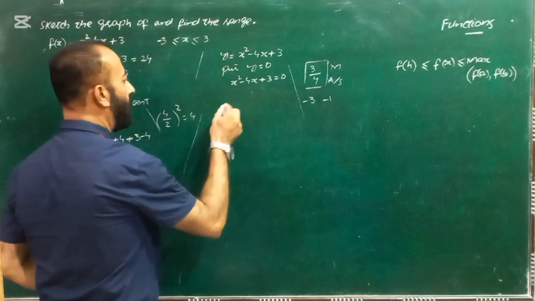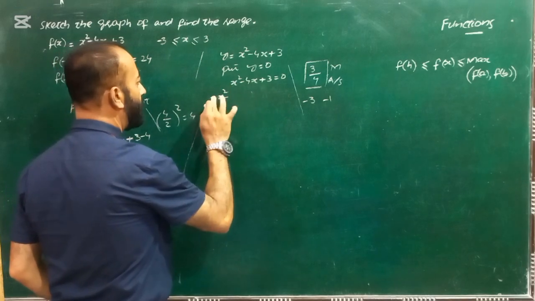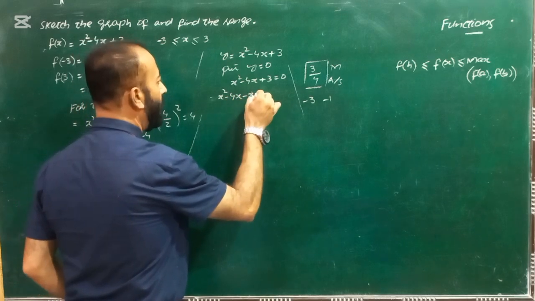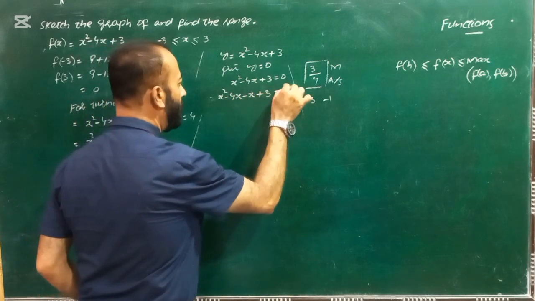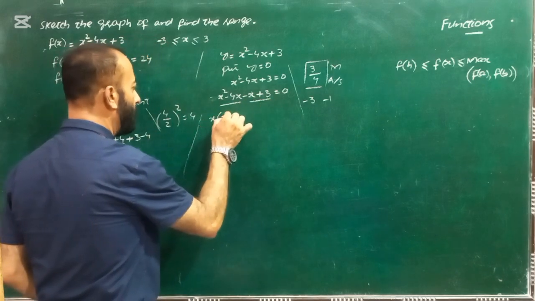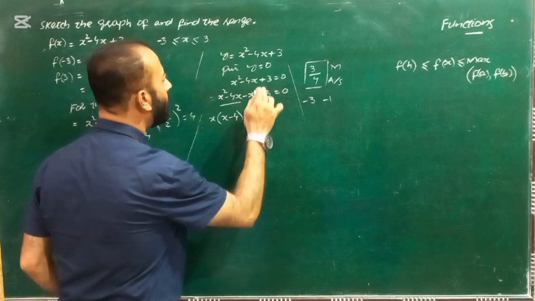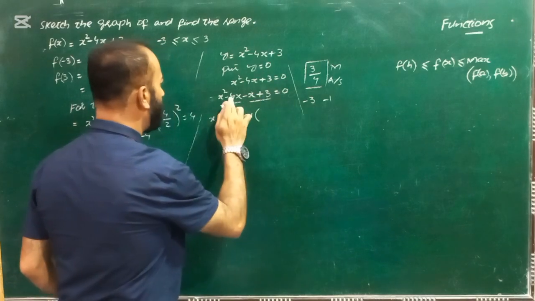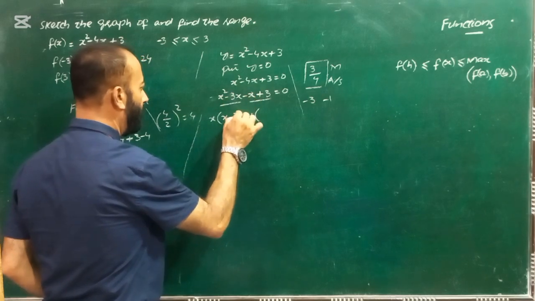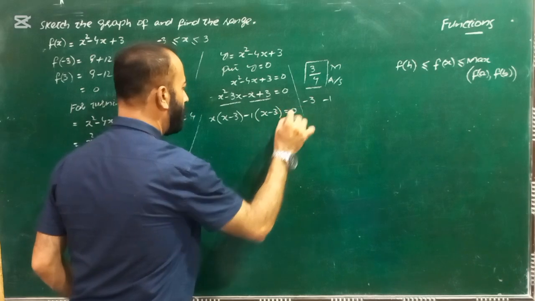So put this pair over here. So x square minus 4x minus x plus 3 equal to 0. Make pairs, take common. So from here, x into x minus 4, minus 1 into, sorry, minus 3x is here. So this is minus 3. Okay, minus 1 x minus 3 is equal to 0.